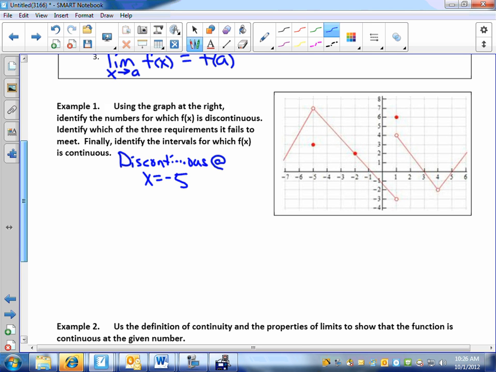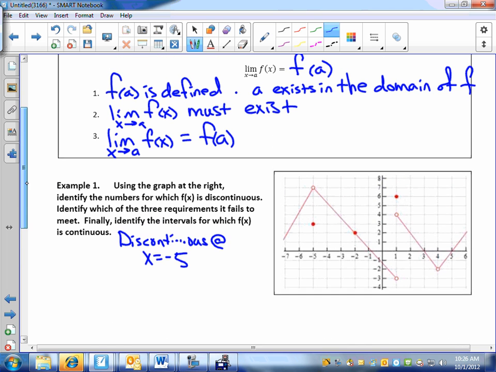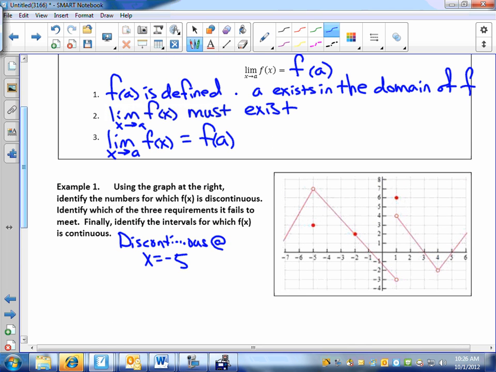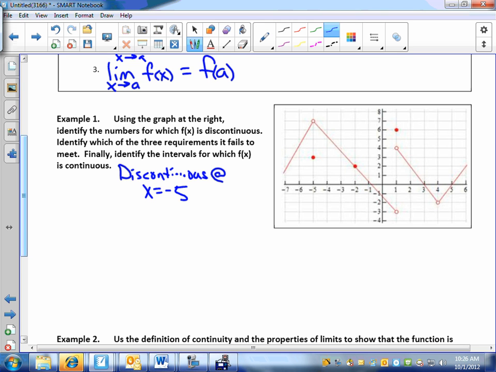Now I'm going to state the requirement that it fails to meet. I start with the first one. If I plug in -5, do I get an output? What is the output? 3. So it meets the first requirement. There's a value. Now let's look at the second one. What is the limit as x approaches -5? 7. So I could say f of -5 is equal to 3, and the limit as x approaches -5 is equal to 7.